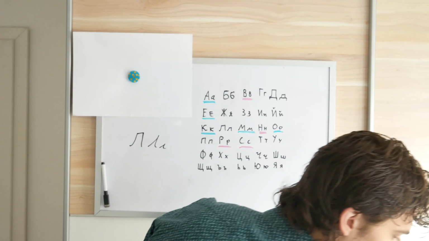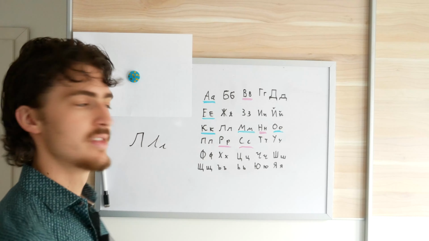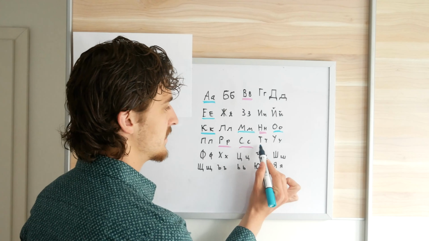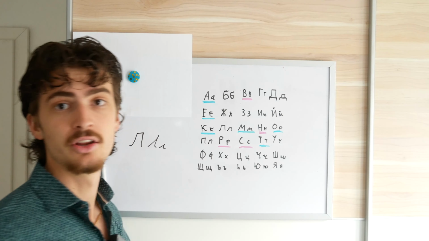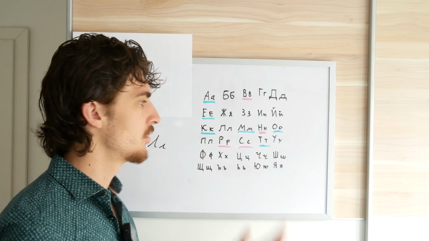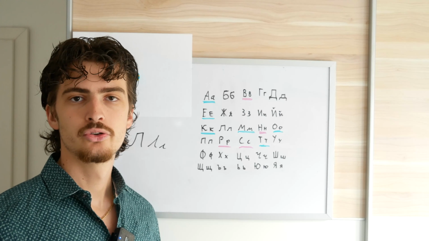Next up, we got a friend of ours, which is the letter T. It looks like an English T, which it also sounds like. Take the word tribe.